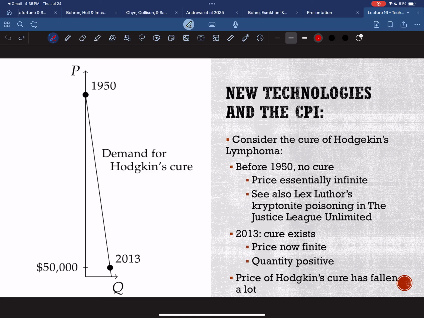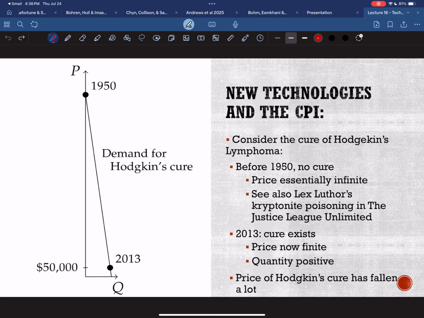And so one way you can think about this is between 1950 and 2013, the price of curing Hodgkin's lymphoma went from infinity to 50,000. Which is an infinite reduction in the price, right? The percent of the price. So how do you account for that in a price index? This is really hard. We have the same problems with overall inflation, where the year the iPhone comes out, how do you account for the fact that there's now an iPhone? And there wasn't one before, right?